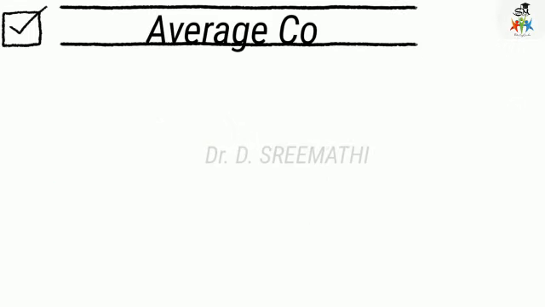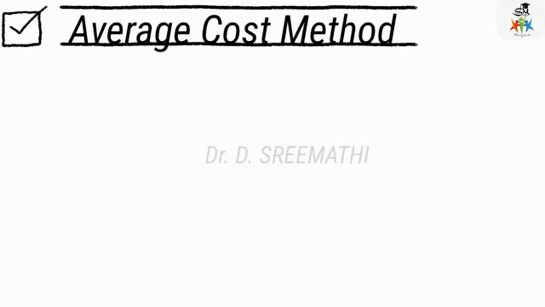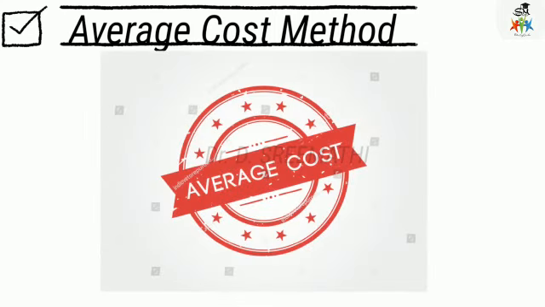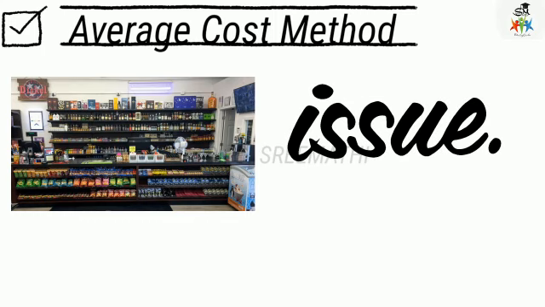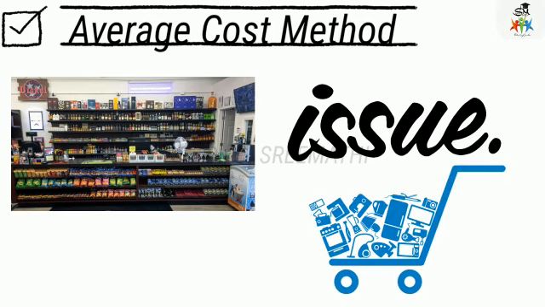Today we are going to see the average cost method. What is the average cost method under material valuation? It is based on a principle that all the materials in a store are mixed up. In such a case, the issues cannot be made from a particular lot of purchase. So as we did in first in first out and last in first out, it is not possible in such a way.